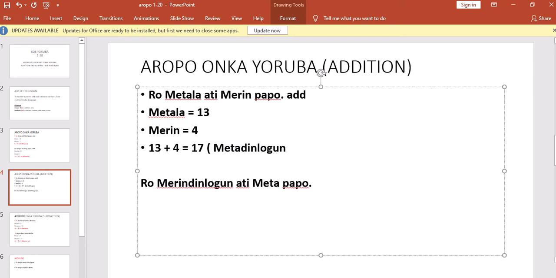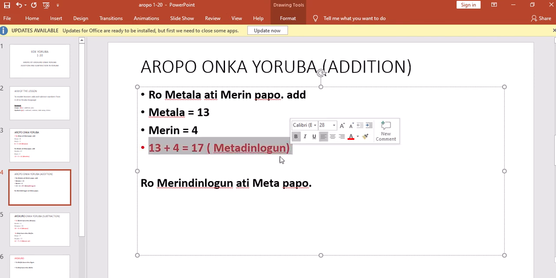Mẹ́tàdínlógún. That is 17. So ìdáhùn wa ni mẹ́tàdínlógún. Tí a bá ro mẹ́tàlá àti mẹ́rin papọ̀, ìdáhùn wa máa jẹ́ mẹ́tàdínlógún. Àti parí nìyẹn. Another question, ro mẹ́rìndínlógún àti mẹ́ta papọ̀.